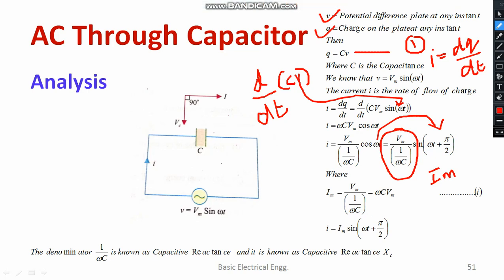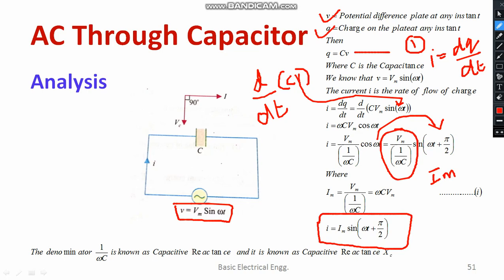Now please recall the equation. I is equal to Im sin omega t plus pi by 2, where V is equal to Vm sin omega t. What differences can you observe? Compared to the current, the voltage is lagging. Voltage is lagging behind the current at an angle of 90 degrees. Since it is an ideal case, we can talk about 90 degrees, but in non-ideal cases it may be less than 90 degrees. However, we can say that voltage is lagging behind the current.